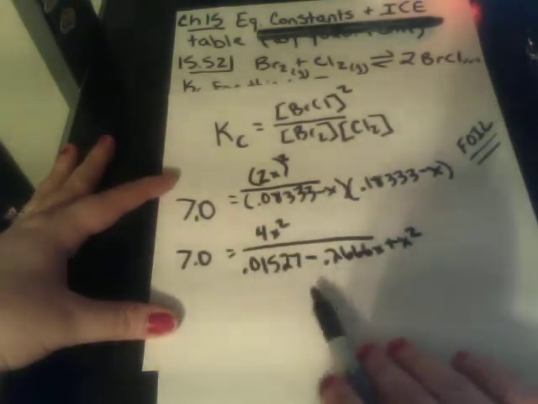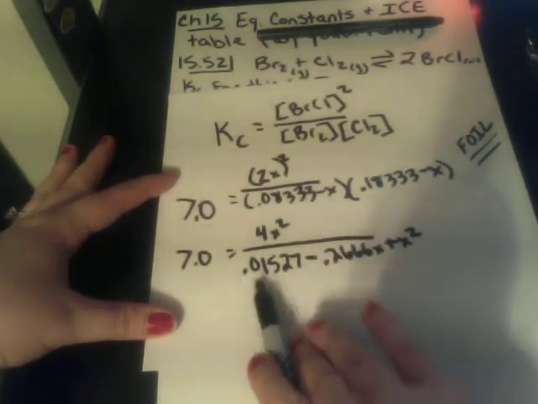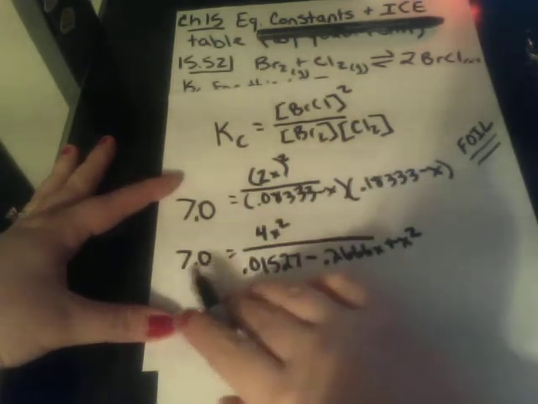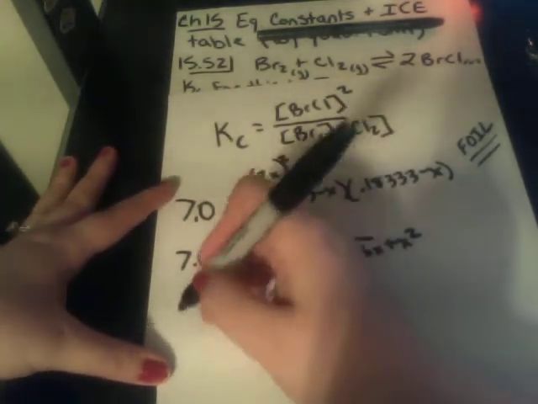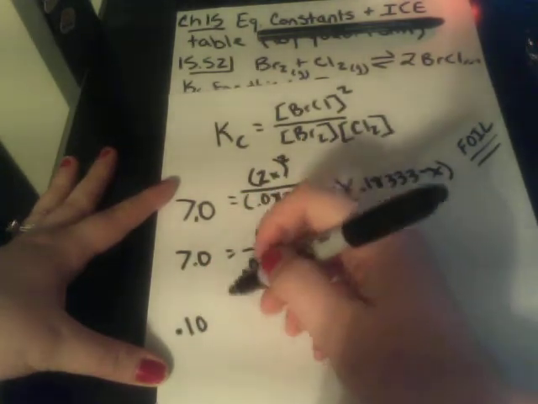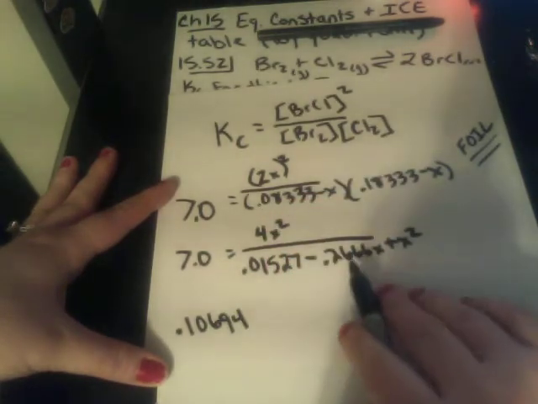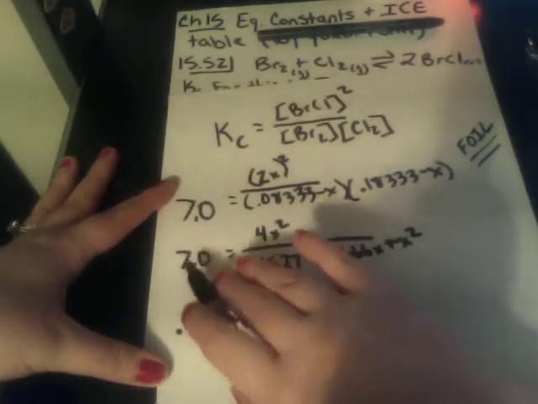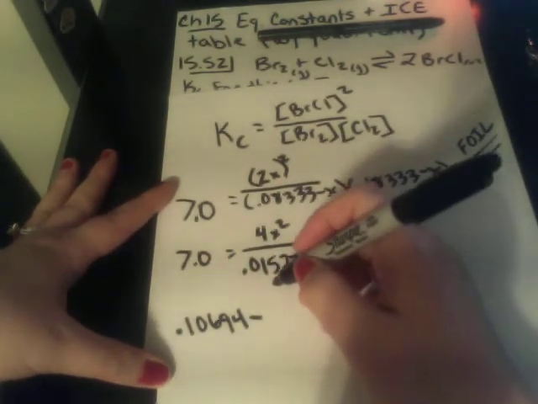So then in order to get this from the bottom, you have to multiply everything by 7. So 7.0 times this is 0.10694, and 0.2666 times 7, we're going to get a negative 1.8662x.